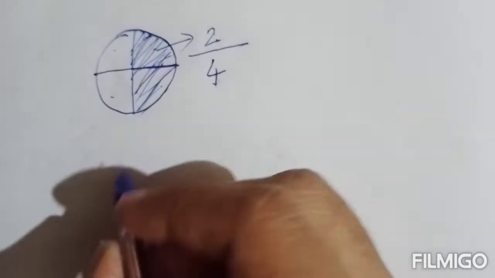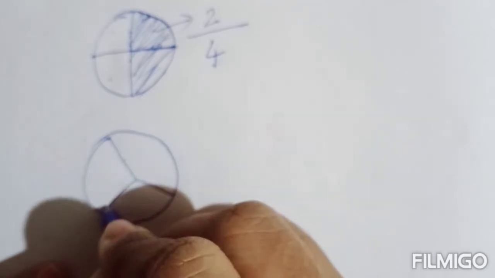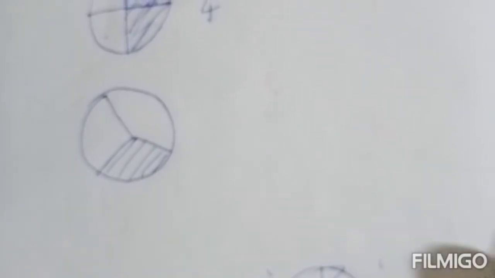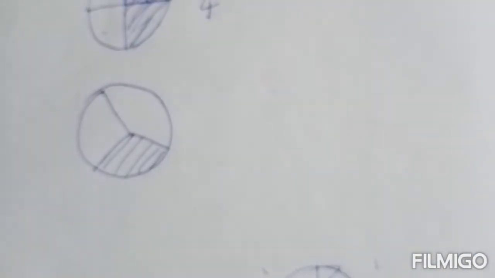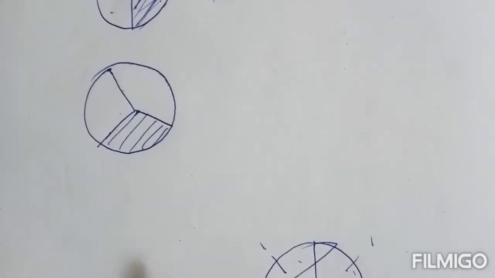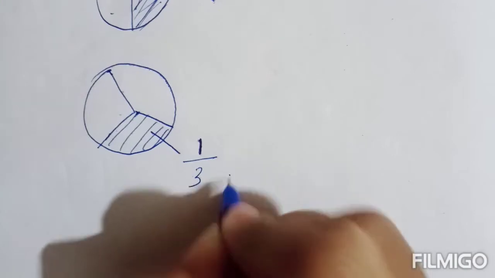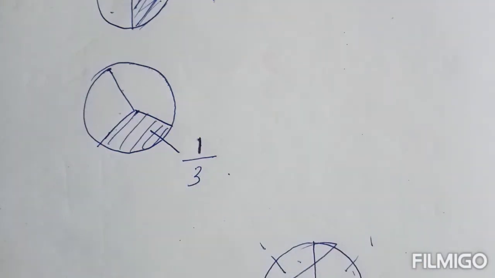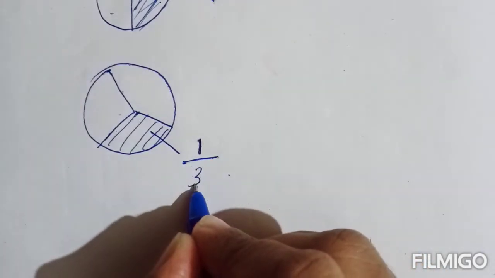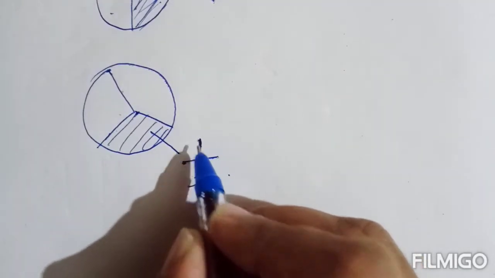Okay, similarly, a circle which is divided into 3 equal parts and this part is shaded. So how can we represent this part using a fraction? We know that in total there are 3 parts and 1 part is shaded. So this part we can represent using the fraction 1 by 3. The total parts you have to write in the denominator. Okay, below you have to write the total parts. How many parts are shaded, that you have to write on the top.